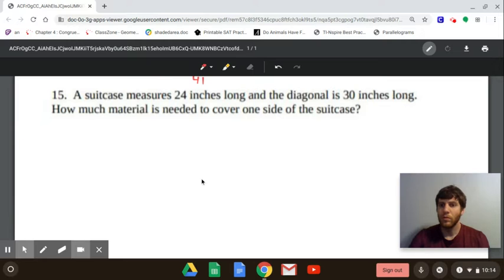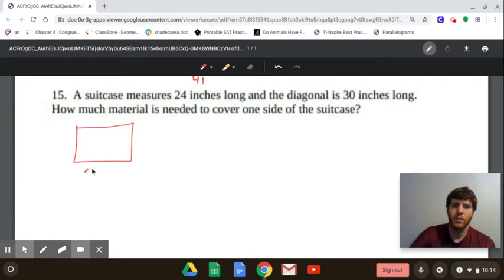All right, 15, we're going to do the whole thing here together. You have a suitcase which measures 24 inches long, and the diagonal is 30 inches. How much material is needed to cover one side of the suitcase? So if we draw our suitcase, it's 24 inches long. The diagonal here is 30. And a suitcase is a rectangle, presumably. We're assuming that we have 4 right angles. It's a rectangle.